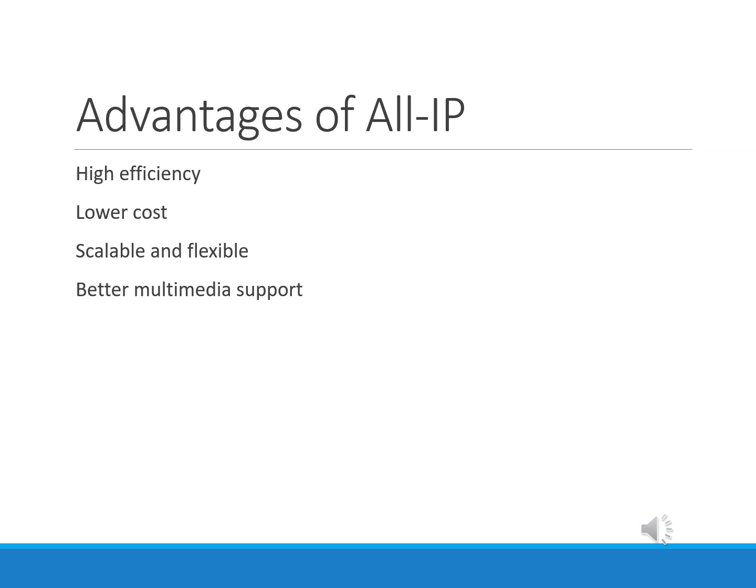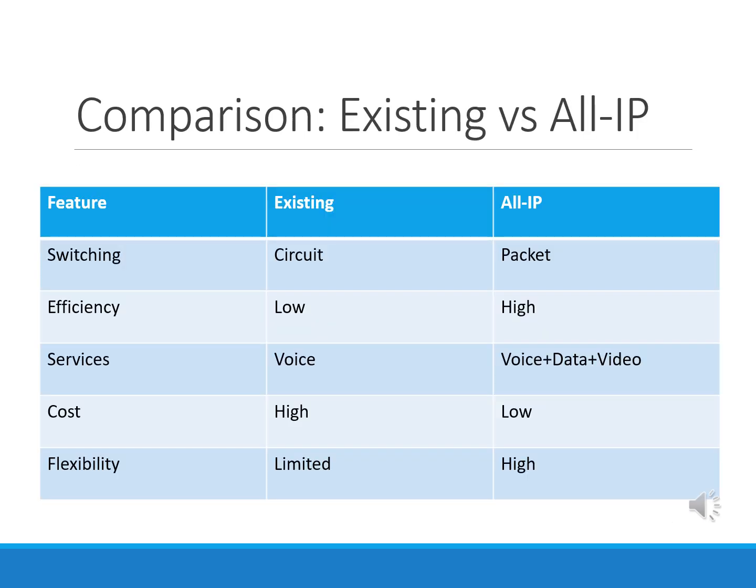and flexibility. This is why modern networks use this system. Let's compare both systems. Old system: circuit switching. New system: packet switching. Old system: low efficiency, high cost. New system: high efficiency, supports all services clearly. All IP is better.